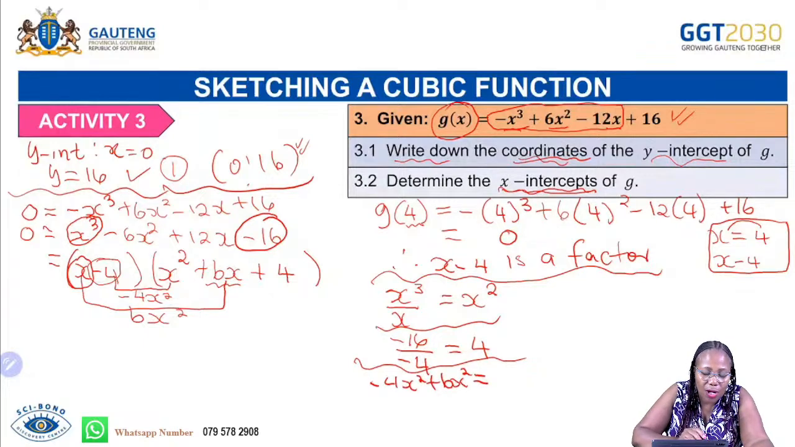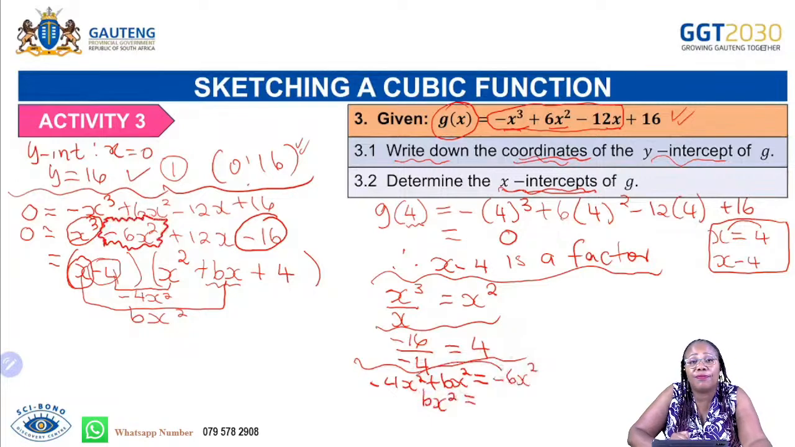And then now we have minus 4x squared plus bx squared. This will be equal to the x squared in your equation there. This will be equated to this minus 6x squared. Okay, we are looking for bx squared. The minus 4 to the side, it will be positive 4. Then minus 6 plus 4, you have minus 2x squared.